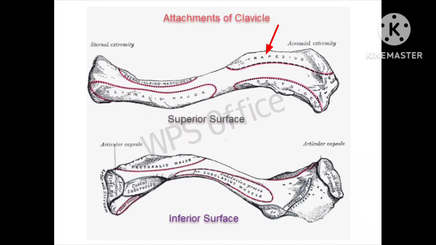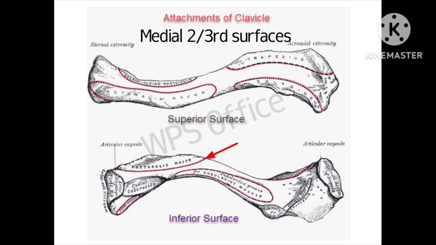The posterior border of lateral 1/3 gives attachment to the trapezius muscle, while its anterior border gives attachment to the deltoid muscle. Then we have four surfaces of medial 2/3 of the shaft of the clavicle. The anterior surface gives attachment to the pectoralis major muscle. The posterior surface gives attachment to the sternohyoid muscle.